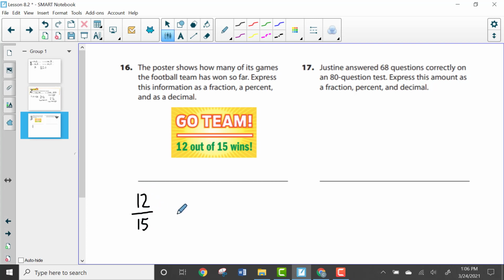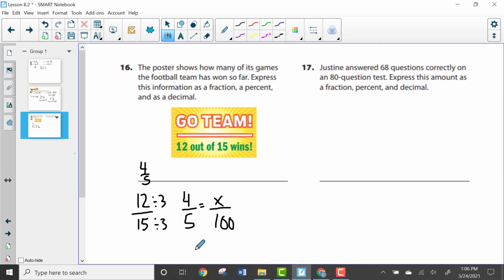12/15. Now we're going to write this in simplest terms, so we're going to divide both by the greatest common factor, which is 3. So that's going to be 4/5. So this is a pretty good starting point here. 4/5 is the fraction, and I want you to do this with me. Now we're going to take 4/5 and we're going to write this as a percent. So what we can do for 4/5 is we have 4/5 is going to equal something over 100. And that something is going to be our percent.